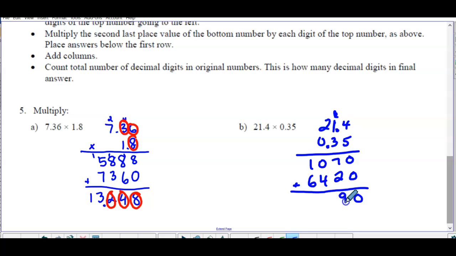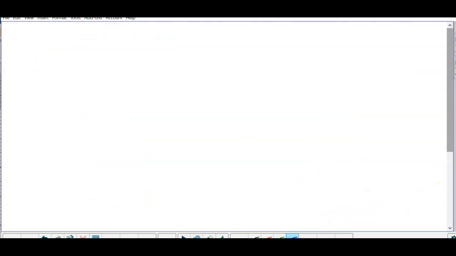Add. And count up your decimal digits. 1, 2, 3. 1, 2, 3. Okay, 7.49. And let's see, 21 multiplied by 0.35. So 21 times, let's say 20 times 0.4 is 8-ish, and this is close, 7.49. Okay, so it makes sense. That's it.